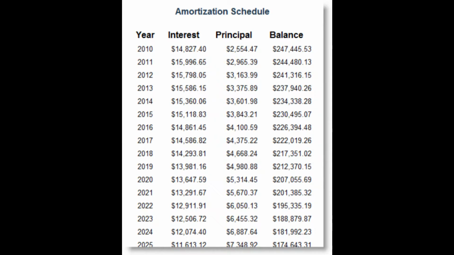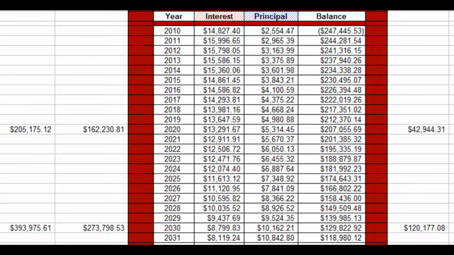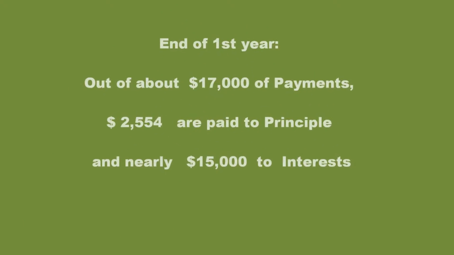Now let's have a look at the amortization schedule. Here we can find that we are first paying mostly to the interest and very little to the principal of the loan in the beginning of the term, and by the end of the 30 years we will be paying mostly to the principal and a lot less to the interest. This makes it very hard for us to gain equity in the first years of the loan. Let's see these numbers. At the end of the first year, you will have paid over $17,000, out of which $2,554 go to our principal, while nearly $15,000 went to interest payment.